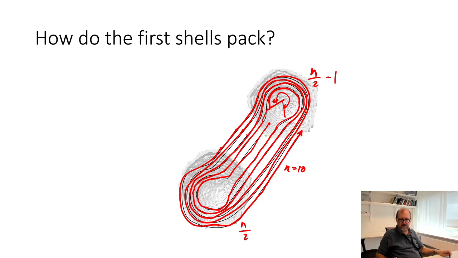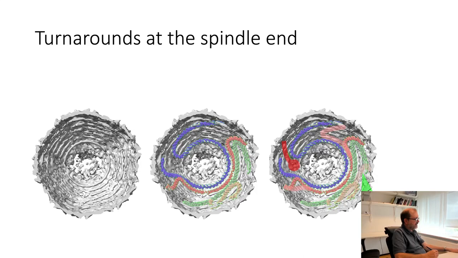So here's another view of the same. What you're looking at here is the spindle end of the virus. Here on the left, just a density without any DNA, and then in the middle, I've started to fit in some of the DNA. As I mentioned, the first DNA to get wound maybe comes in like this, makes probably most of a full circle like that. Again, accounting for the very clear density, just the fact that we have a lot of DNA filling in almost all it can in terms of the circle, and it comes back out.